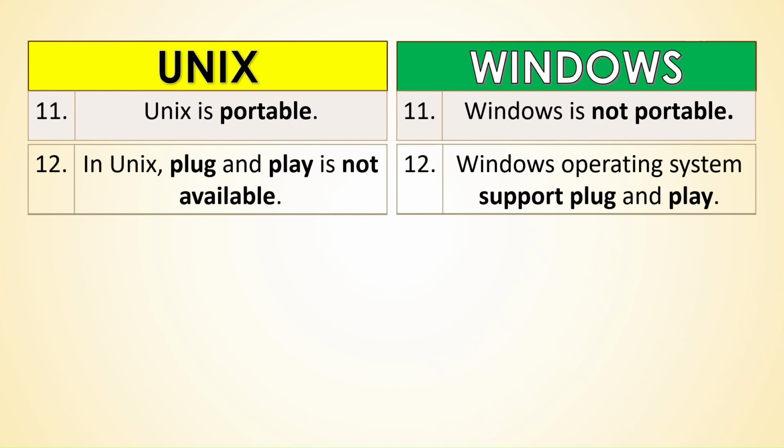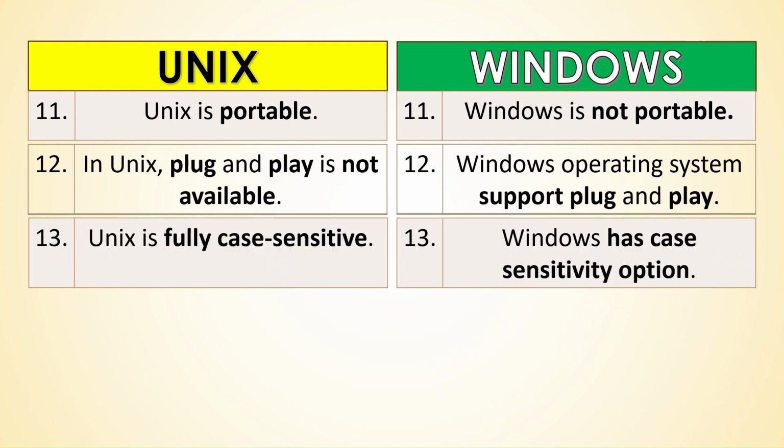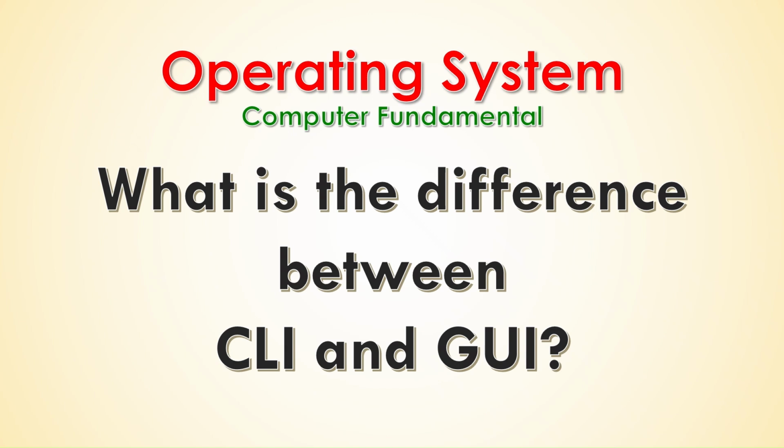In Unix, plug and play is not available. Windows operating system supports plug and play. Unix is fully case sensitive. Windows has a case sensitivity option. What is the difference between CLI and GUI?